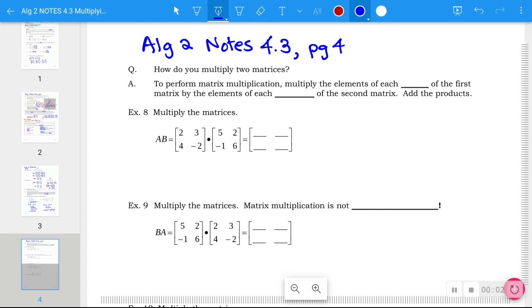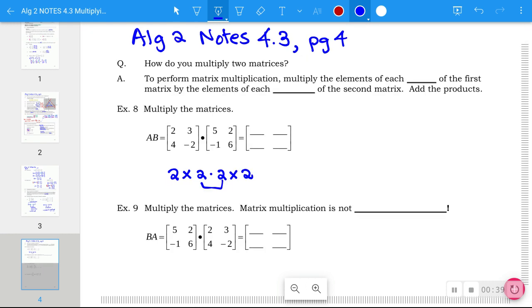Okay, we're on Algebra 2 Notes 4.3, page 4. In this section, we actually learn how to multiply two matrices. In example 8 right here, we're multiplying this matrix, which I'll call matrix A, times this matrix, matrix B. We're first going to test, like we learned on the last video, to see if this is even possible. A is a 2 by 2 matrix, and B is also a 2 by 2 matrix. The middle numbers match here, so we know it's possible.